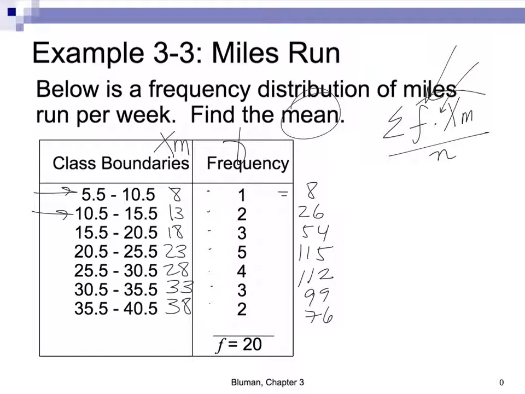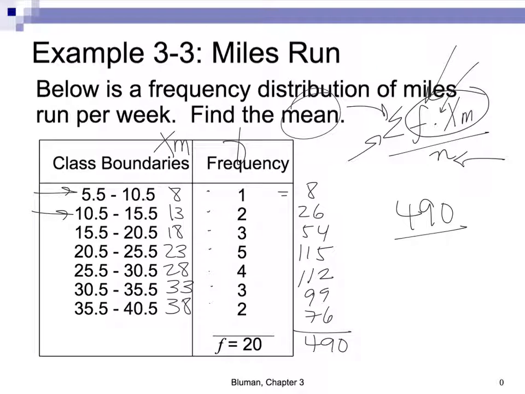Okay, so I just performed this operation. Now I need to find the sum of this column. The sum would be 490. All right, so I just did everything here in my numerator. So I have 490. I'm going to divide that by my frequencies. This is my number of data values. That's given right here. So my answer is 24.5.